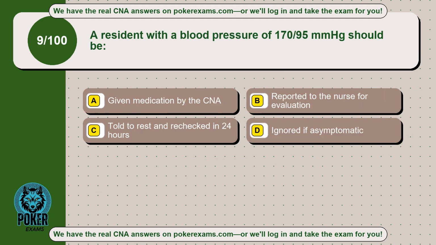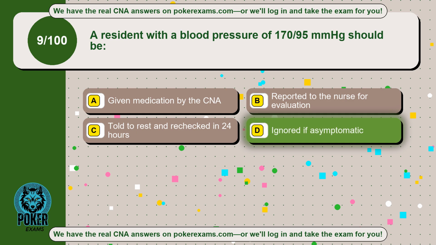Question 9. A resident with a blood pressure of 170/95 mmHg should be: Option A. Given medication by the CNA. Option B. Reported to the nurse for evaluation. Option C. Told to rest and rechecked in 24 hours. Option D. Ignored if asymptomatic.